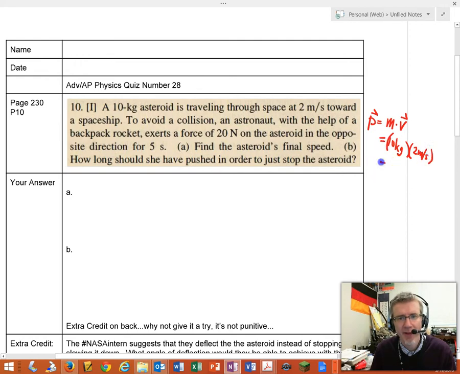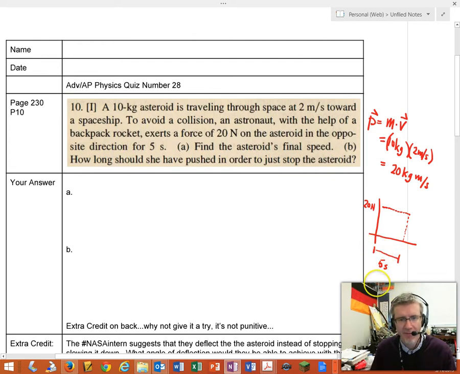That means I've got a momentum of 20 kilogram meters per second. If I use a rocket that exerts a force of 20 newtons in the opposite direction for 5 seconds, if we draw our force profile for that, our impulse is 20 newtons, assuming it's a constant force, for 5 seconds.